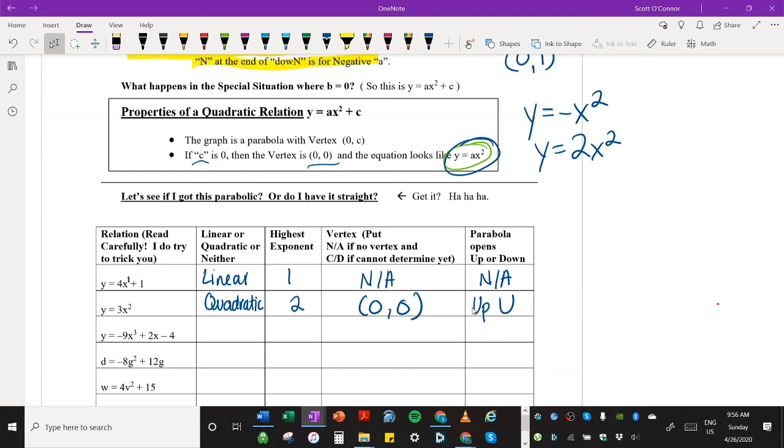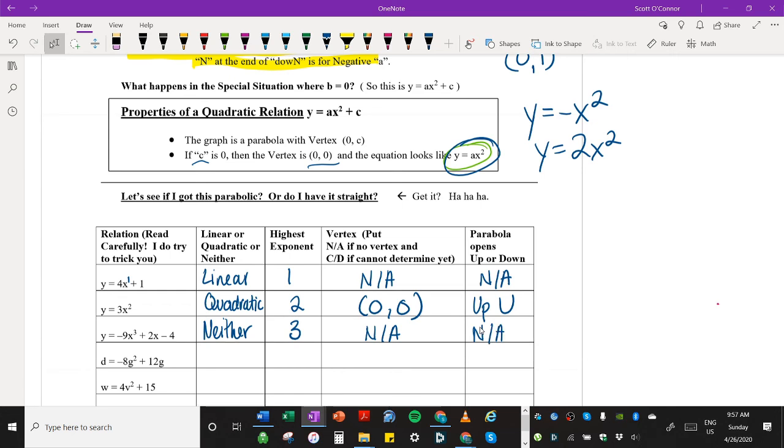Okay. All right, then what about y equals negative 9x to the power 3 plus 2x minus 4? Is that linear, quadratic, or neither? That's right, it's neither. And the highest exponent is 3. Remember, linear is 1, quadratic is 2. Anything else is neither. It has no vertex, and so I can write not applicable. It does not open up or down because it's not quadratic.